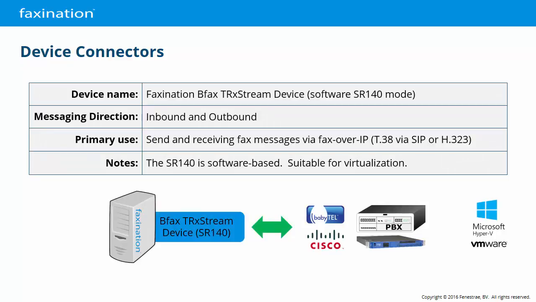The BFax TR Extreme device connector is also used with the Brook-Trout SR140, which is a software implementation of the TR1034 card that can be used for fax-over-IP. It supports both SIP and H.323 signaling, depending on which provides the best interoperability for your telephony system or gateways. Using a software-only fax device eliminates hardware failure liability and also allows you to completely virtualize the Faxination server. Fenestre officially supports both VMware and Microsoft Hyper-V.